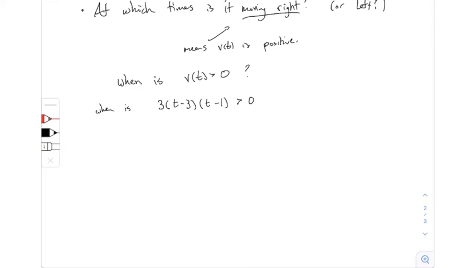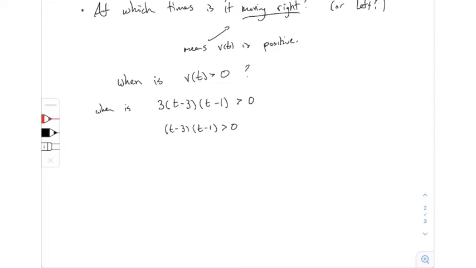We can solve for t in an inequality like this, although it's a little inconvenient because of the multiplication in the middle there. But one thing you can do is disregard the 3. You can divide through the whole equation by 3, and nothing will change. So this is the same as this. t minus 3 times t minus 1 is positive. And we want to keep on working the inequalities, eventually solving for t.